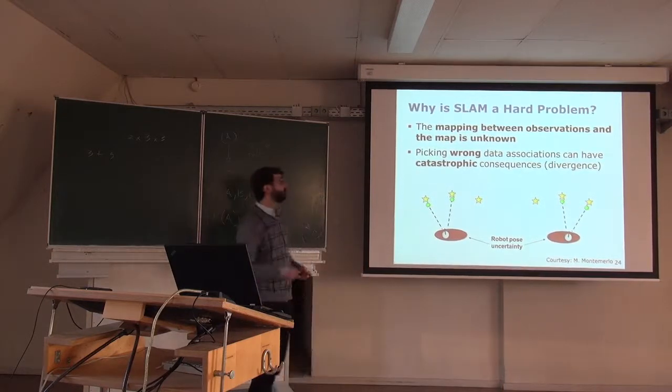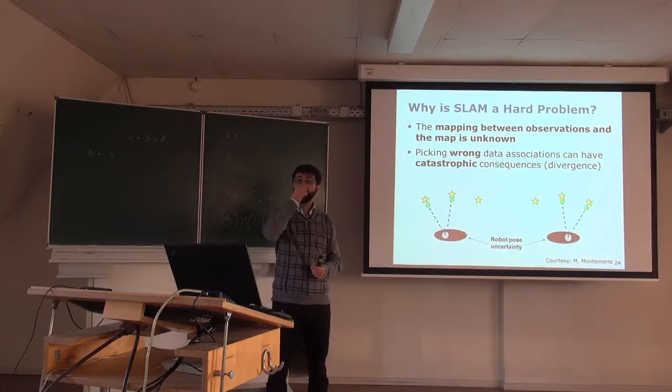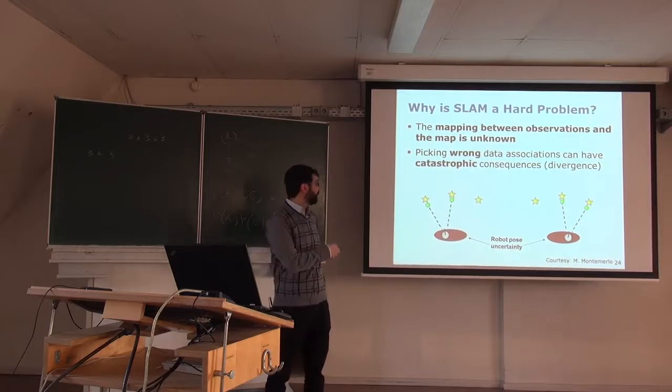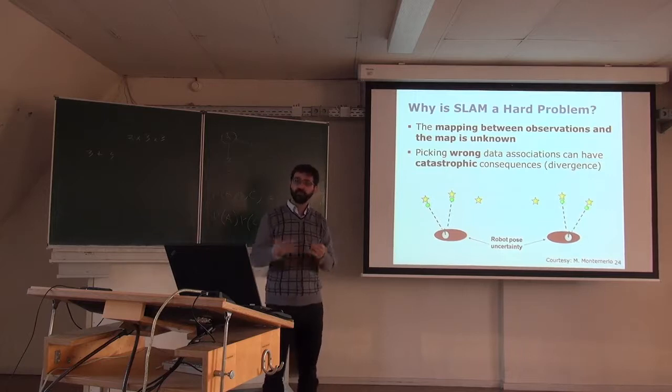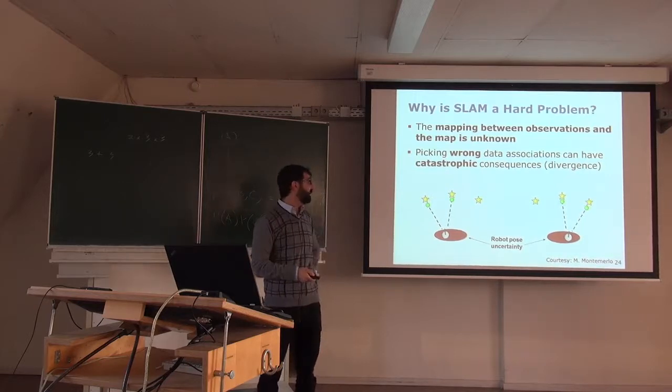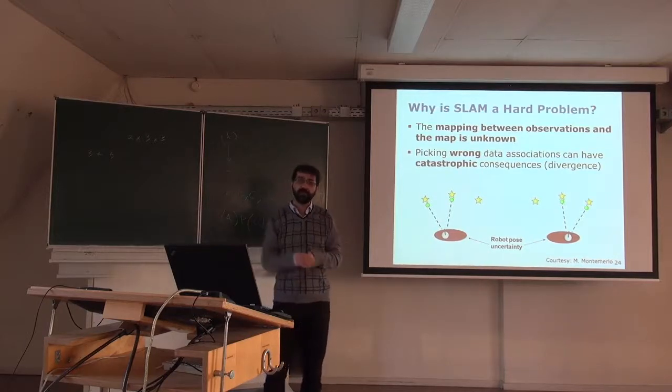So if you make a mistake, you basically will forever be wrong on where you are. And if you do instead the correct association, then you will be forever good in where you think you are. But you can also try to do something in between so that you still keep your uncertainty, okay? And that's a big problem.